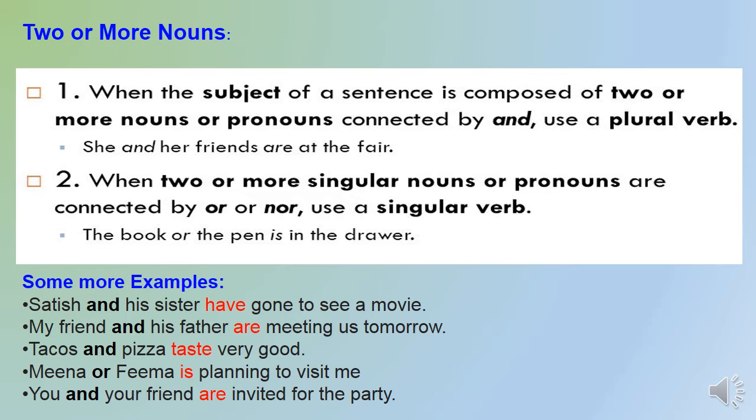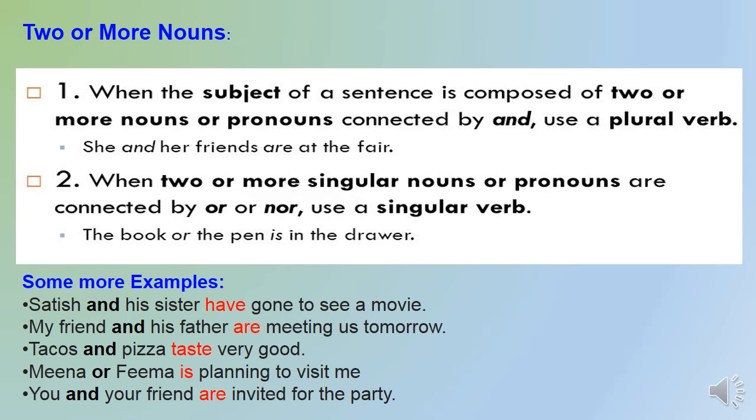Next one is when two or more singular pronouns or nouns are connected by the conjunctions or, nor, use a singular verb. So when these two conjunctions or and nor are used, we use a singular verb because we'll be talking about choice there, either this or that. So the example here is: the book or the pen is in the drawer.